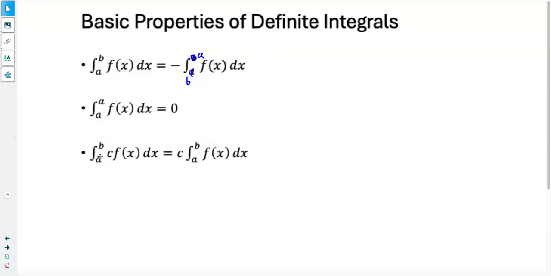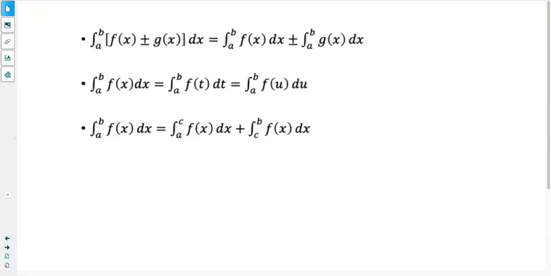Now, if we have the integral from a to b of a constant times our function, that's going to be equal to that constant times the integral of our function. Now we have some addition and subtraction identities. If we have the integral from a to b of f of x, where we're either adding or subtracting g of x, that's the same as the integral from a to b of f of x, and then adding or subtracting the integral from a to b of g of x.